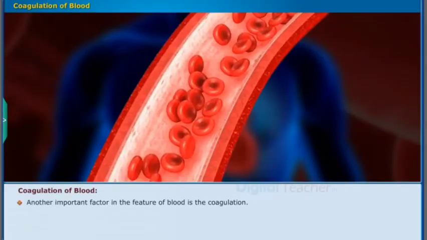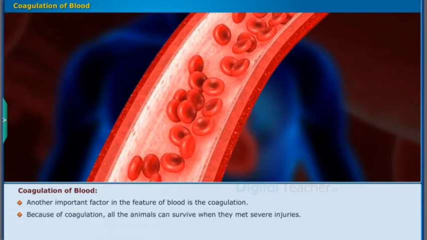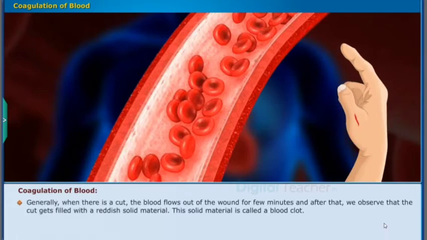Another important feature of blood is coagulation. Because of coagulation, all animals can survive when they meet severe injuries. When there is an injury, the blood gets clotted within 3 to 6 minutes. Generally, when there is a cut, the blood flows out of the wound for a few minutes, and after that, we observe that the cut gets filled with a reddish solid material. This solid material is called a blood clot. Otherwise, the blood would flow through the wound liberally.